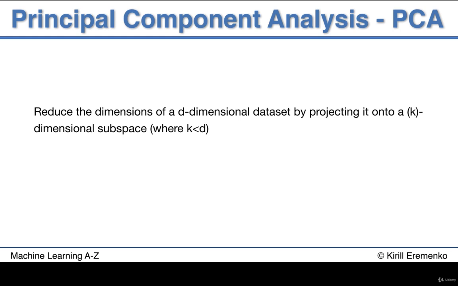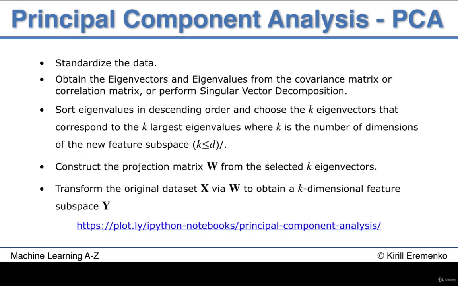Usually, with PCA, the goal is to reduce the dimensions of a d-dimensional dataset by projecting it onto a k-dimensional subspace, where k is less than d. And for an overall breakdown and wrap up of PCA, we can see here that the main functions of the PCA algorithm would be to standardize the data, obtain the eigenvectors and eigenvalues, sort the eigenvalues in descending order, construct the projection matrix W from the selected k eigenvectors, and transform the original dataset. And you can explore it further if you follow that link.